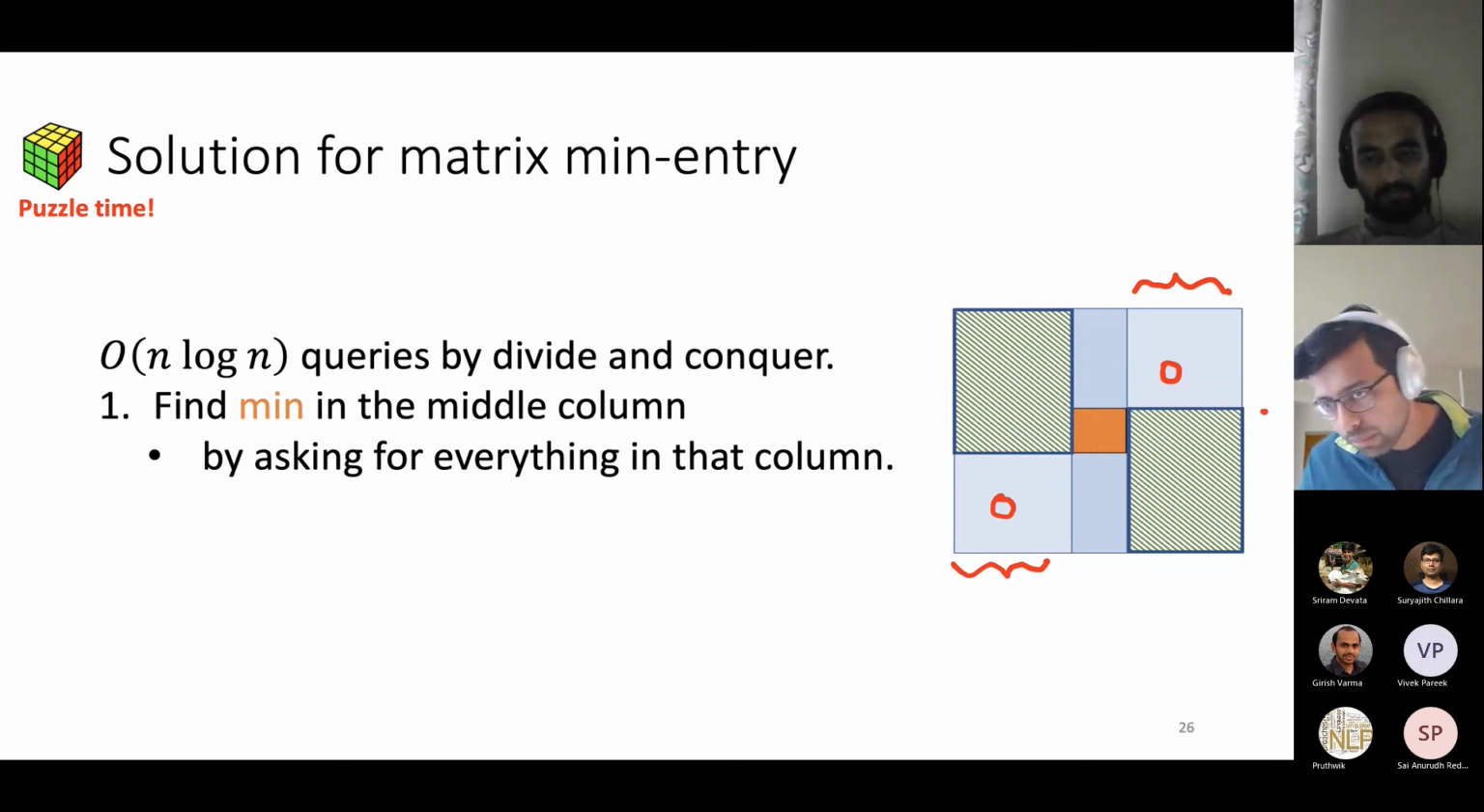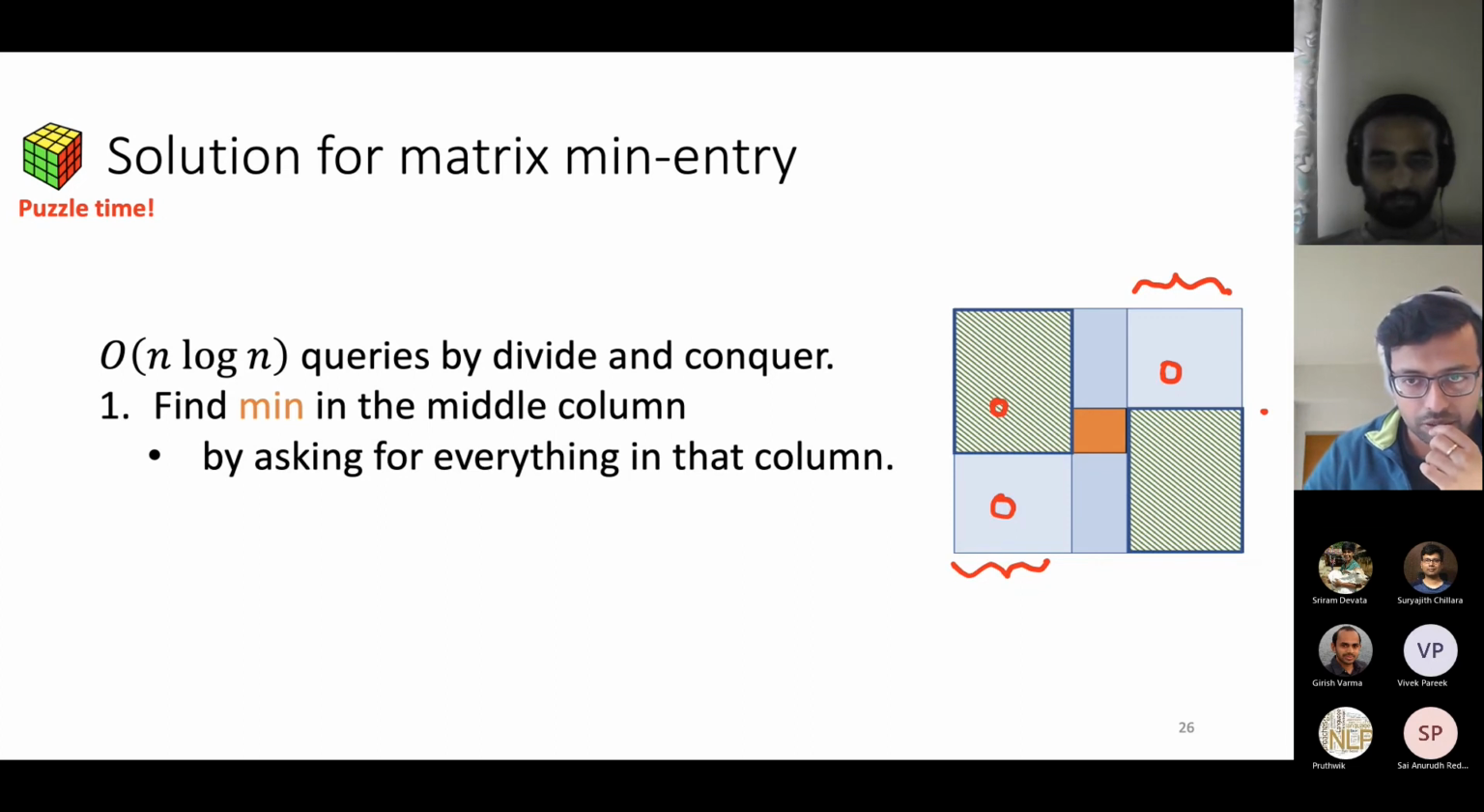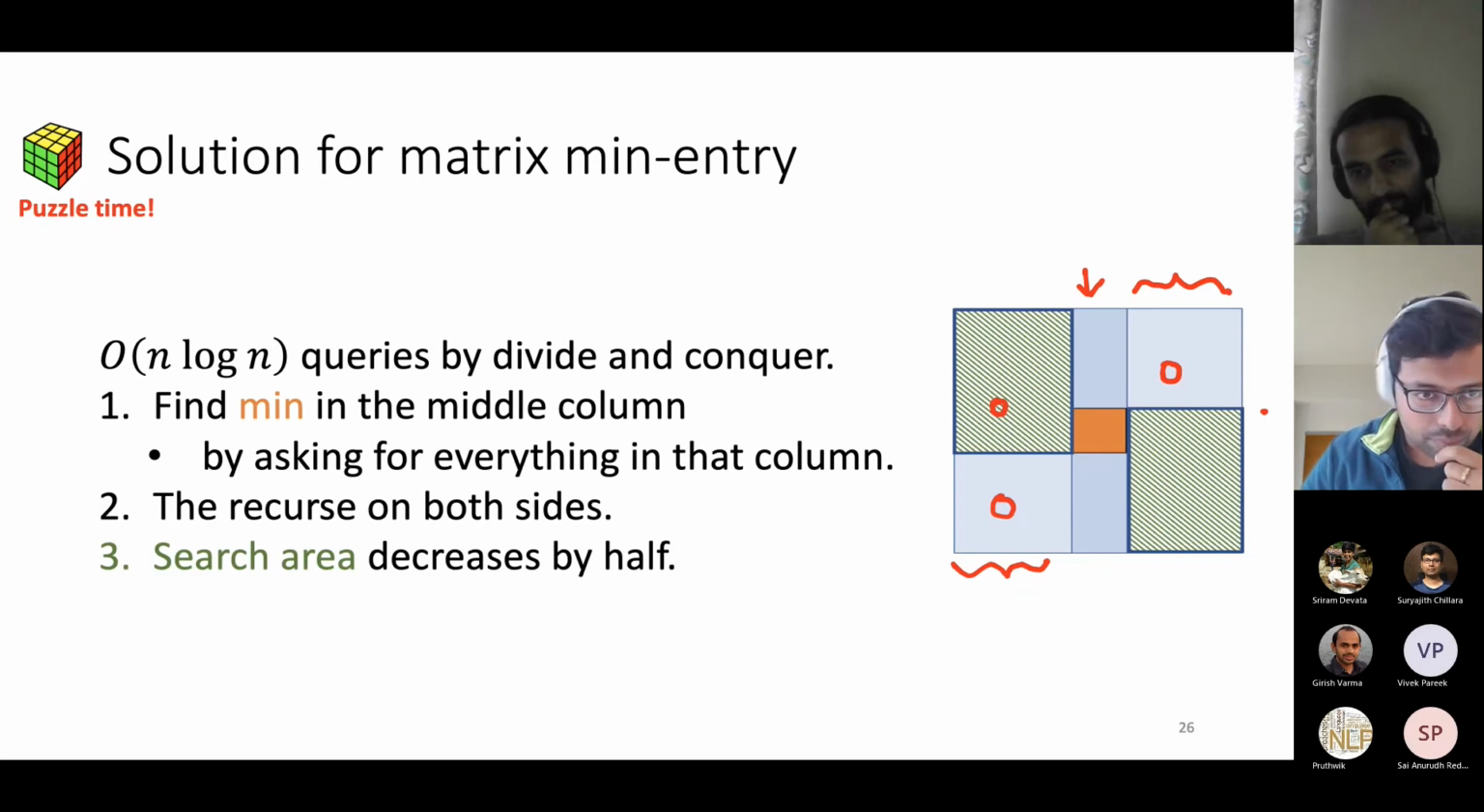I'm assuming over here that every column has a unique minimum, but let's just work with that. If there is no unique minimum, all you can say is that there exists a minimum in every column in this region. But yeah. Once you have it, it's not very hard to see how you're going to do a divide and conquer. You're going to first ask all the entries of this column, find the minimum, and then you're going to recurse on the two shaded regions.